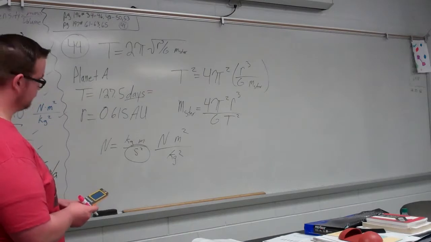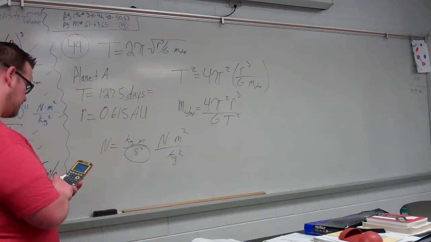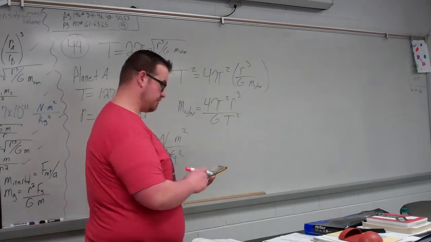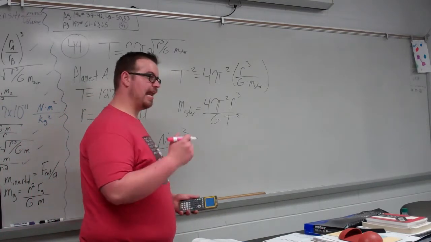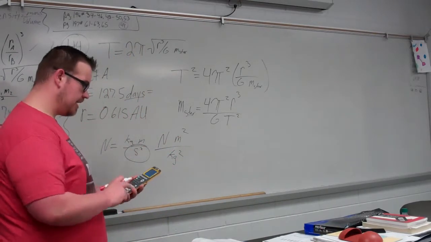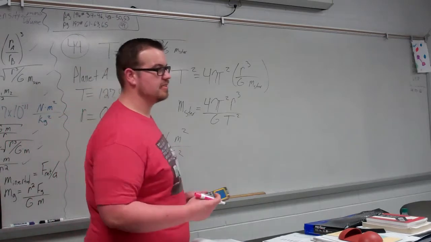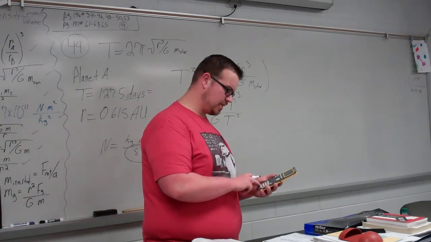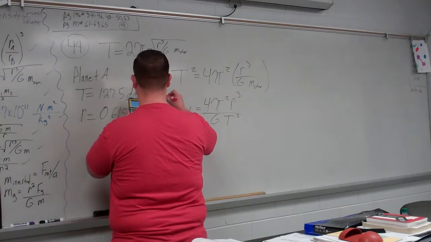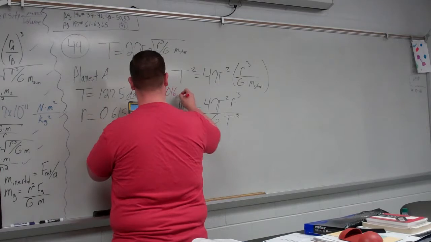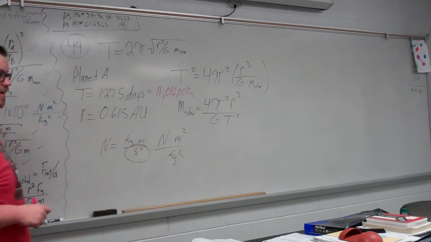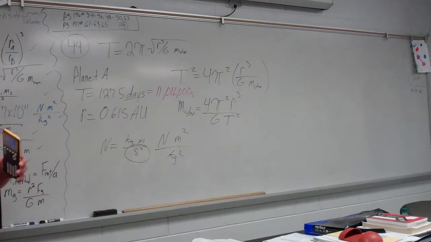So, 127.5 days. I need days to get to hours. So it's 24 hours in a day, so times 24. I got hours. I need hours into minutes. There's 60 minutes in an hour, so times 60. I need seconds, so there's 60 seconds in a minute, so times 60 again will give me 11,016,000 seconds. That's the period of planet A.